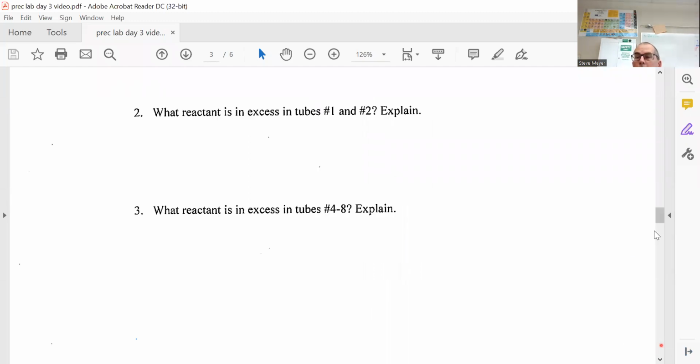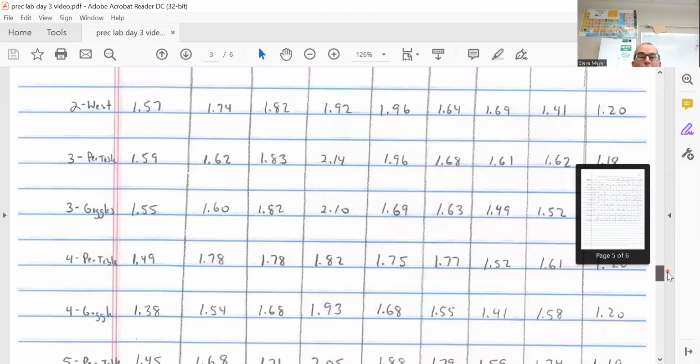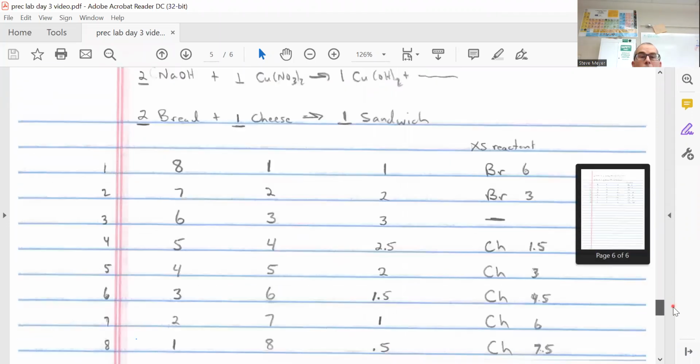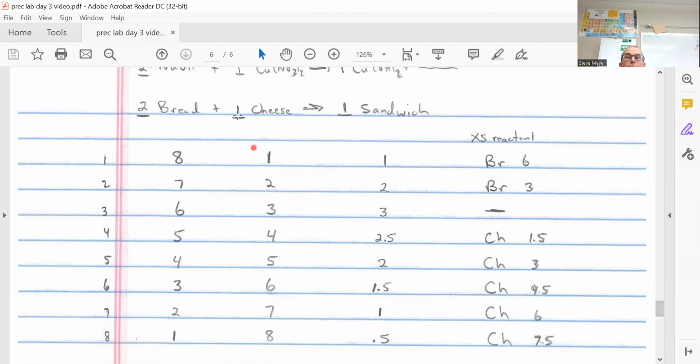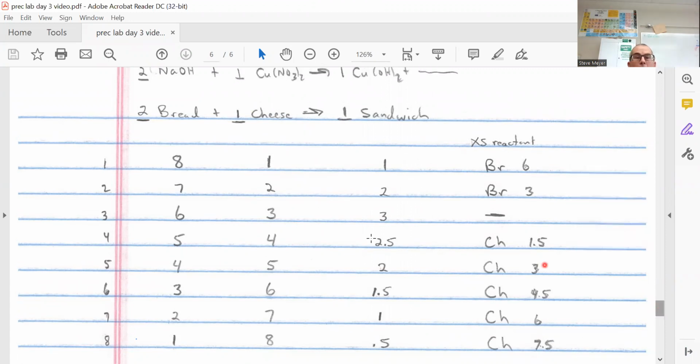And this is a little comparison I have. Think about it like this. If I took 2 pieces of bread plus 1 piece of cheese, I can make 1 sandwich, okay? And if I had 8 pieces of bread and 1 piece of cheese, I'd make 1 sandwich and have 6 extra pieces of bread. If I have 7 bread and 2 cheese, I'd make 2 sandwiches and have 3 extra pieces of bread. If I had 6 and 3, I'd make 3 sandwiches and have no excess of either reactant.